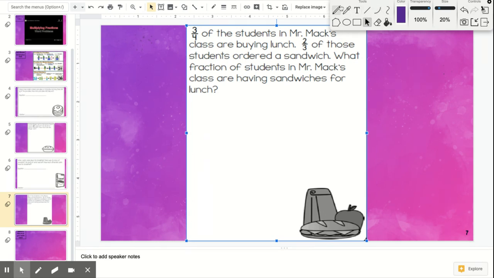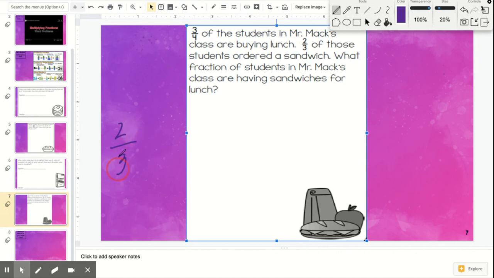Three-fourths of the students in Mr. Mack's class are buying lunch. 2/3 of those students ordered a sandwich. What fraction of students in Mr. Mack's class are having sandwiches for lunch? Okay, so we see our 2 fractions. Those are going to be the 2 we multiply, and it doesn't matter the order.